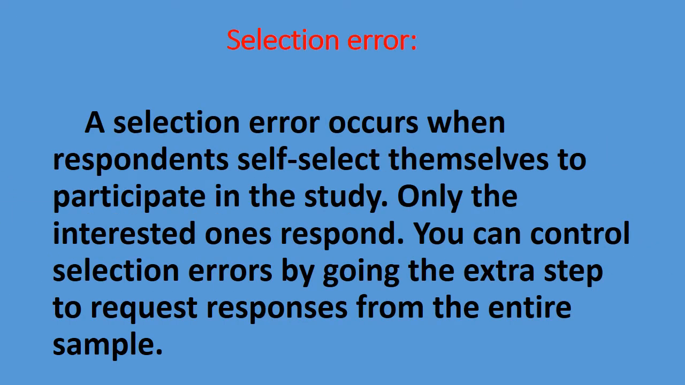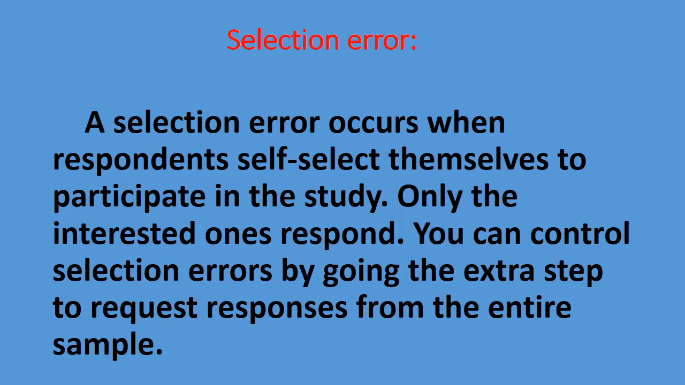The next is the selection error. Selection error occurs when the respondents self-select themselves to participate in the study, and only the interested ones respond. Sometimes, if you are doing a survey or an interview and you need 100 samples, 50 or 70 people will spontaneously or voluntarily come forward to give the information. That may lead to selection error.